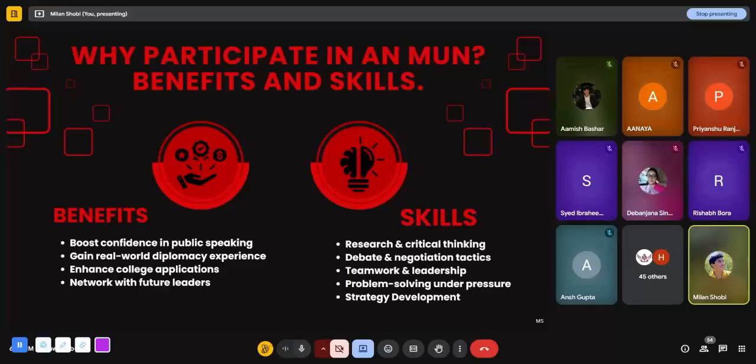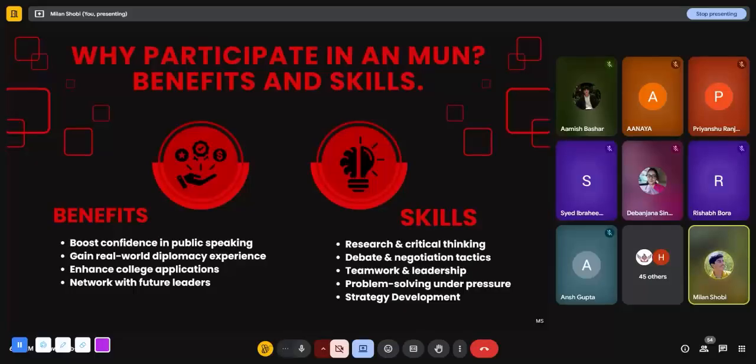Going further, you can enhance your college applications. A lot of colleges, including Ivy Leagues and even colleges in the UK, really value people who are really into MUNs. Because MUN is not just a platform for you to show debating skills, it's a platform for you to show how confident you are, how much of a leadership personality you have inside yourself, how much leadership potential you have. So, enhancing college applications is one of the biggest perks that you'll get by participating in an MUN.